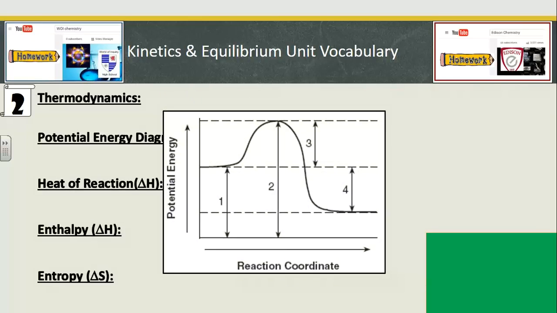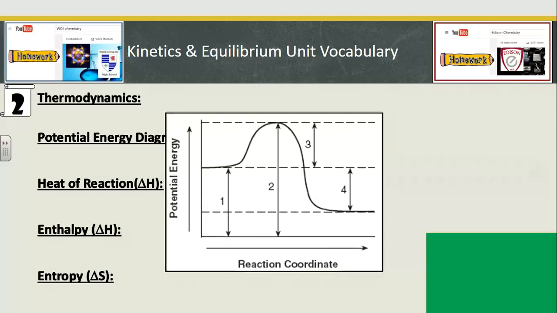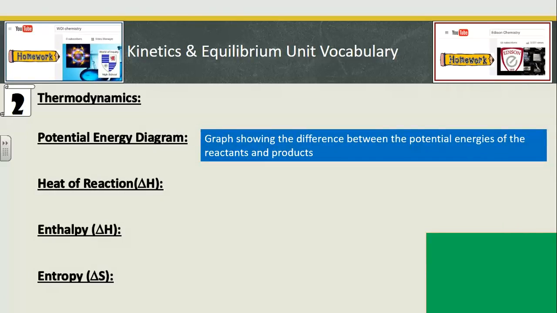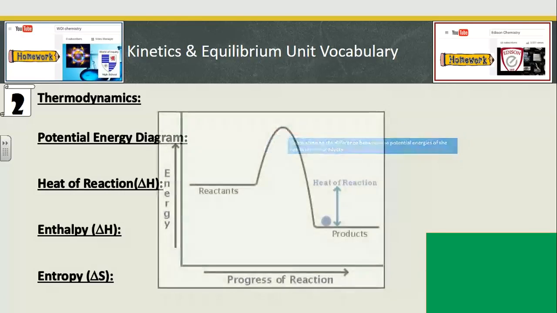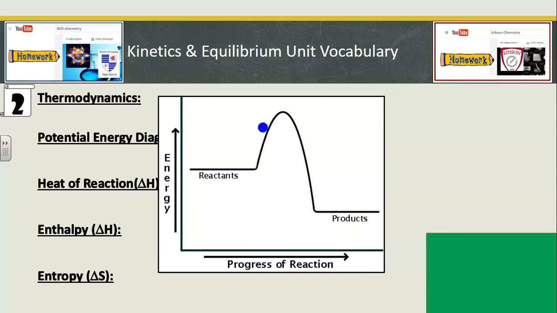A potential energy diagram. This is the typical example, and it is usually going to ask you to label or identify one of the portions of this graph. It is a graph that shows the difference between the energies of the reactants and products, as well as things like the effects of adding a catalyst and the overall change in heat of the reaction, which is our next word. This is a great animation describing all of the parts of a potential energy diagram.